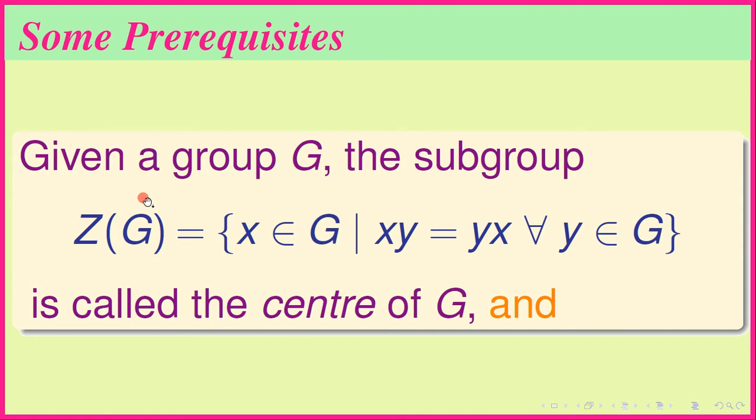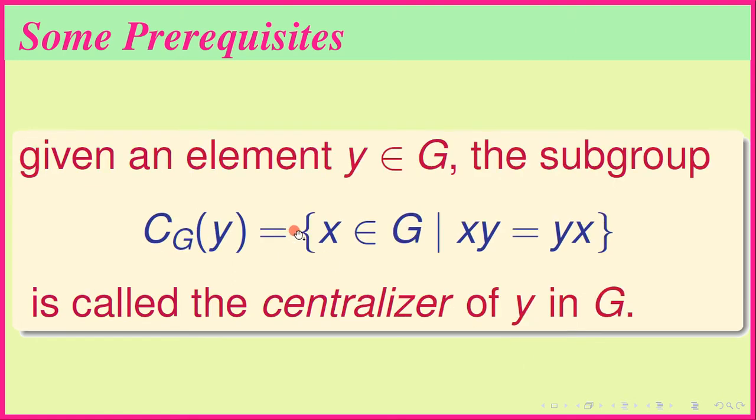Given a group G, the subgroup Z(G) consisting of all those elements of G which commute with every element of G is called the center of G. We need this subgroup in our solution. And given any element y in G, the subgroup C_G(y) consisting of all those elements of G which commute with y is called the centralizer of y in G.